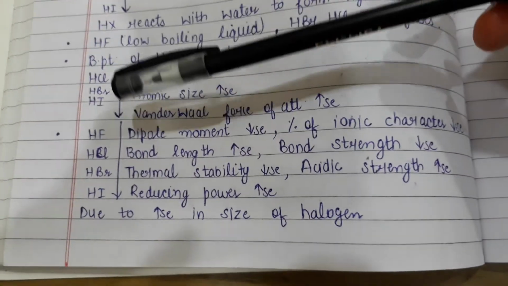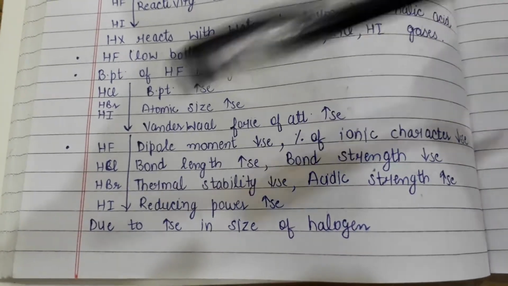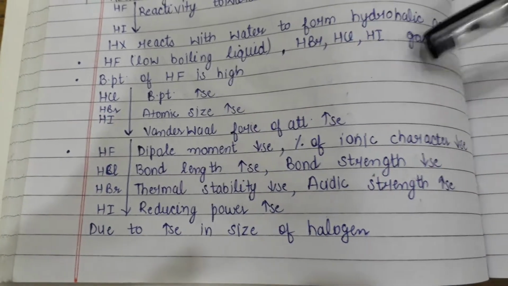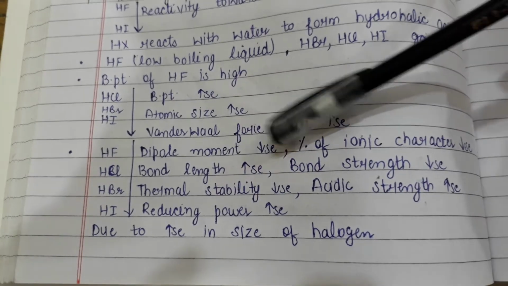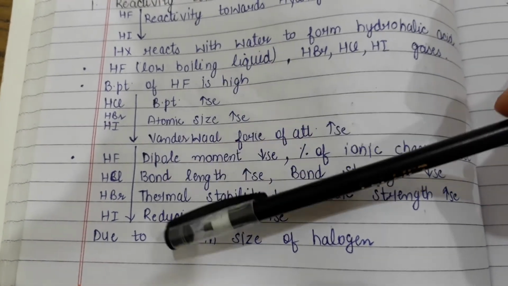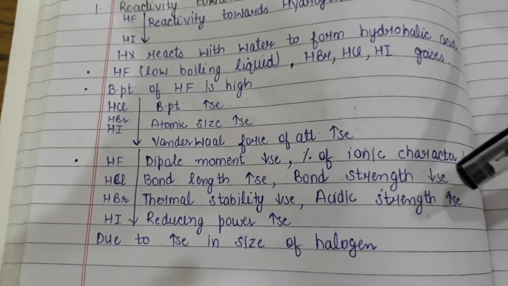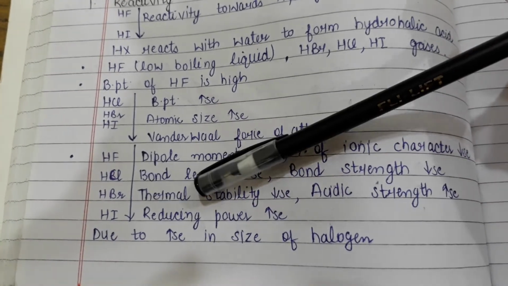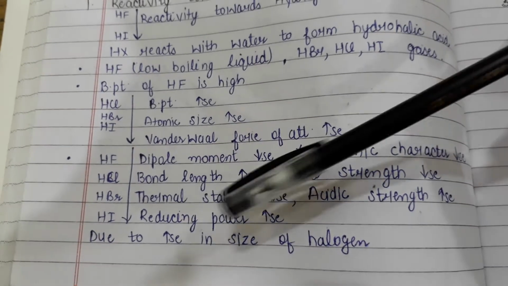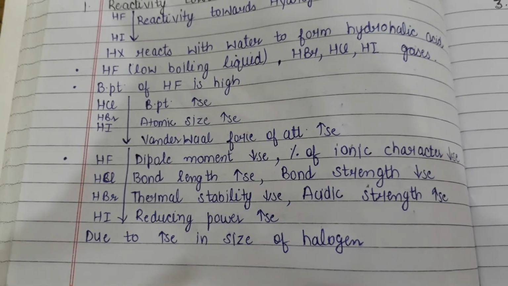And students, when we move from HF to HI, dipole moment decreases because electronegativity difference decreases. Ionic character decreases. Bond length increases due to increase in size, and bond strength decreases. Thermal stability decreases due to decrease in bond strength. And acidic strength increases because bond length increases. They easily give H⁺, so acidic strength increases. Reducing power increases due to increase in size of halogen.